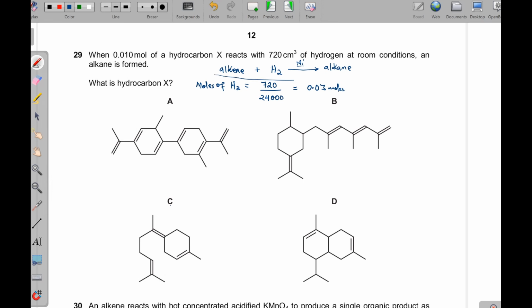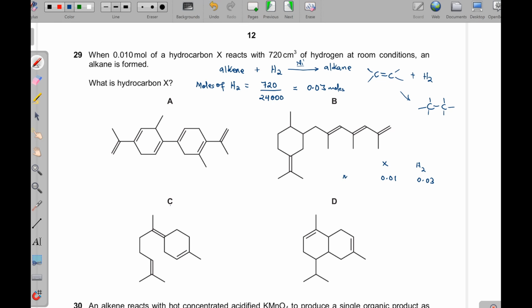For this kind of reaction, a double bond in an alkene reacts with 1 mole of hydrogen to give you this saturated compound. I don't know whatever is here or here, but when you put the hydrogen, it becomes saturated, so it is 1 mole. Now this is 0.03. For the hydrocarbon X and the hydrogen, this one is 0.01 and this one is 0.03. Let's get the mole ratio.